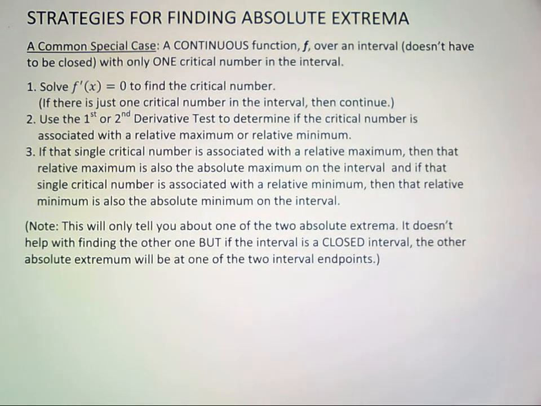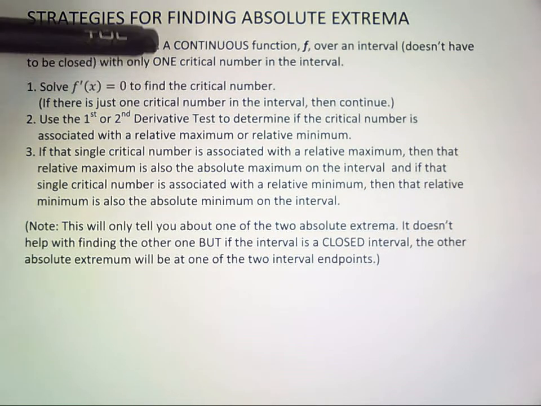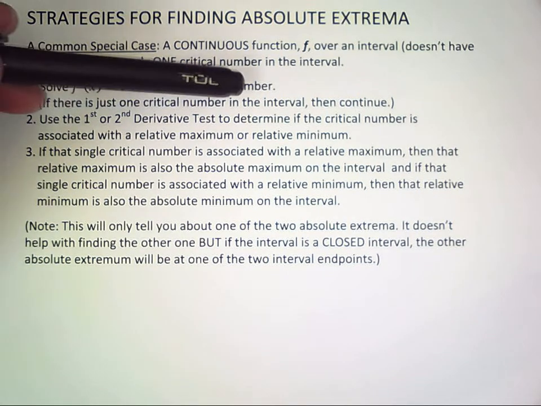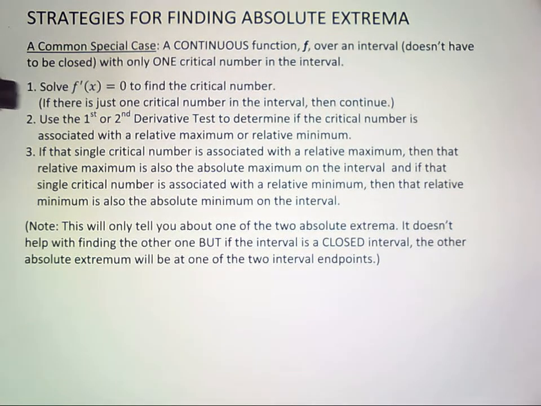So if you're looking at a continuous function over any interval and you found out that there's only one critical number in that interval, then this special case applies. Of course you can't really tell until you've done some preliminary work, so you're going to start off just as before by taking the first derivative set equal to 0 to find your critical numbers. You're always going to end up doing that anyway. Now if it turns out there is just one critical number in that interval, then you want to continue. If not, this special case doesn't apply.